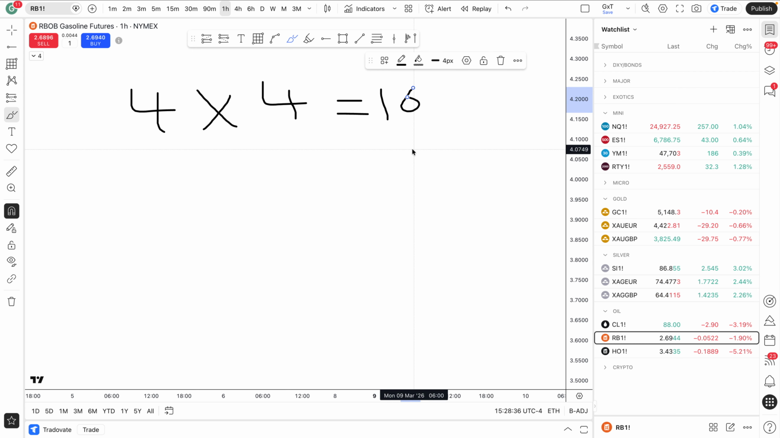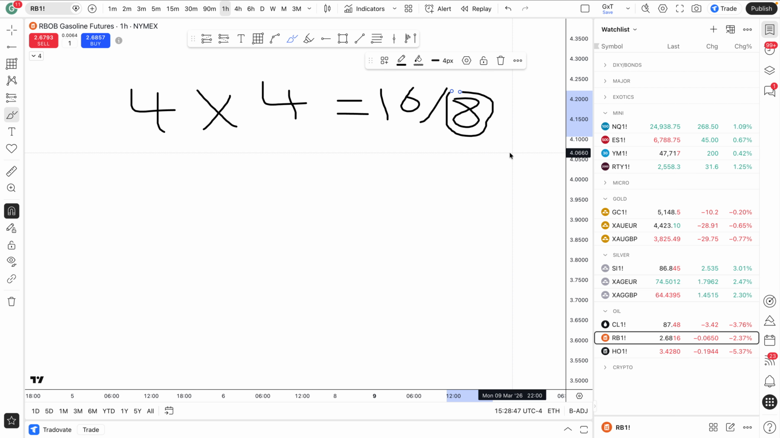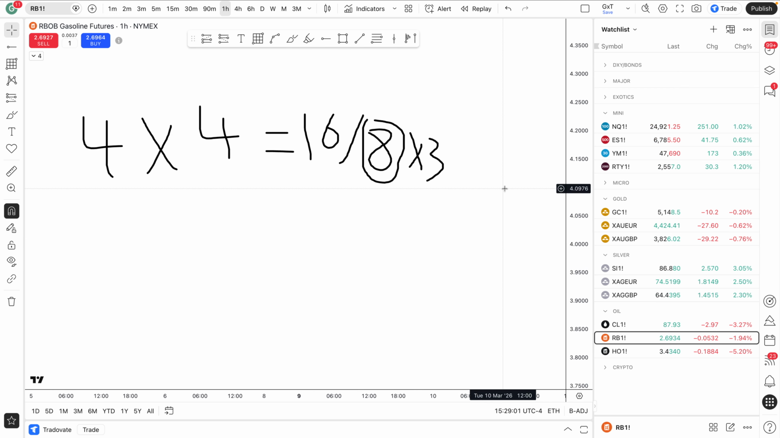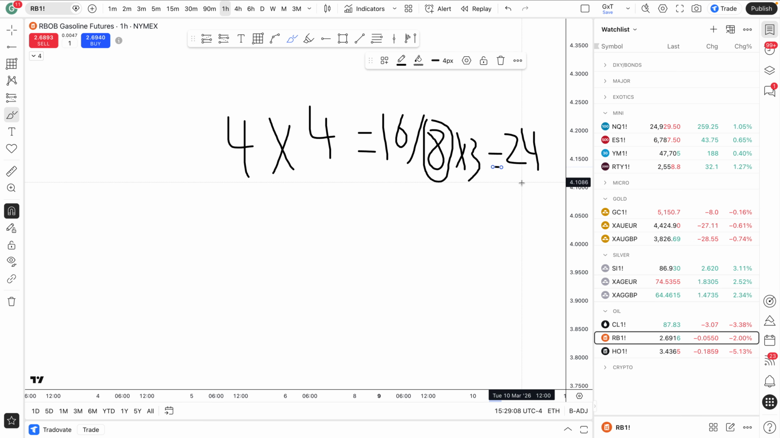Okay, let's say you only win half of them. So you only win 8. Now let's say the average RR. When you're waiting for high probable stuff, it should be above 2. Honestly, I think 3 to 4. Let's go with 3. So times 3, that is 24 RR, if my math is good. 24R in the month.